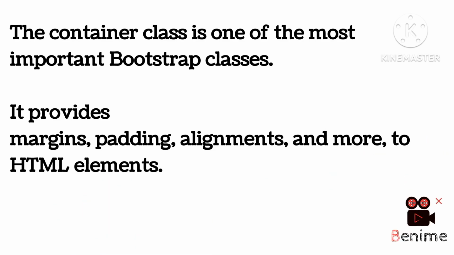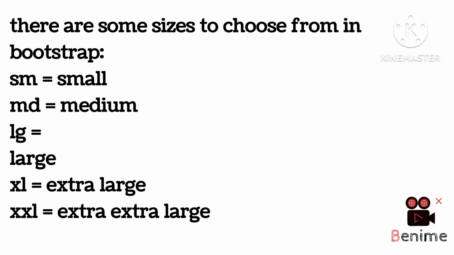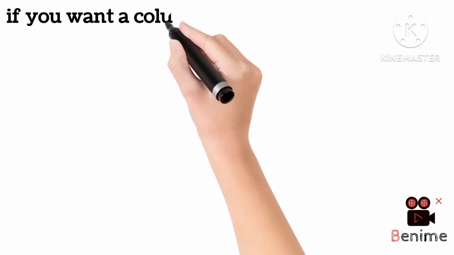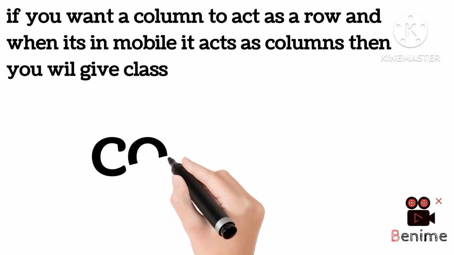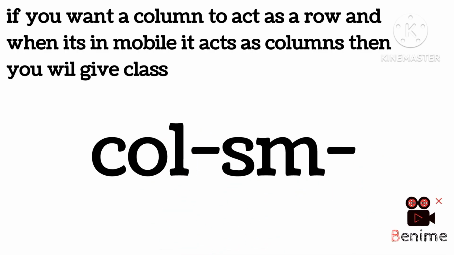The container class is one of the most important Bootstrap classes. It provides margin, padding, alignment, and more to HTML elements. There are some sizes to choose from in Bootstrap: SM small, MD medium, LG large, XL extra large, XXL extra extra large. If you want a column to act as a row, and when it is on mobile it acts as a column, then you will give the class col-sm.